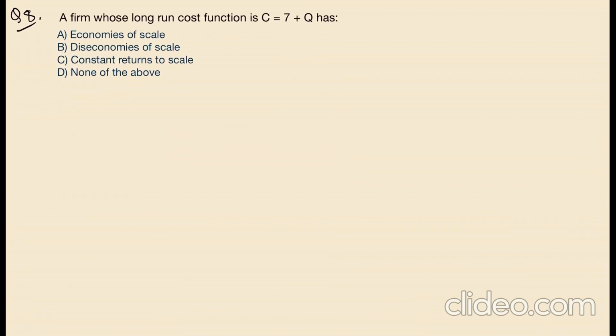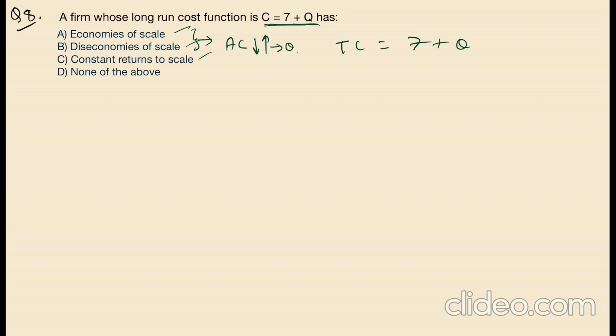A firm whose long run cost function is C equals 7 plus Q has... Okay, so now they want us to find whether it follows economies of scale, diseconomies, or constant returns to scale. So this is the cost function given to you, so that means this is the total cost given to you, right? To find economies or diseconomies of scale, we have to find out whether the average cost of this firm is increasing or decreasing when you increase the quantity, right? So let us find the average cost.